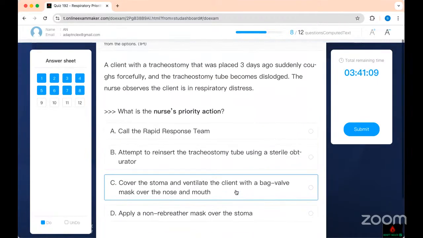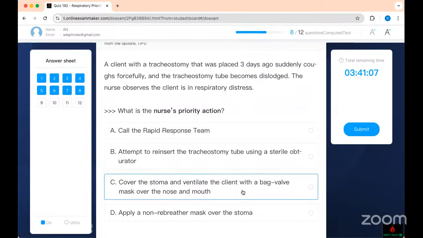It's different from this. This is why you don't memorize questions. You learn the content to apply it to the question. If you say, "Oh, I saw this question answered, we just insert the tube back," but then this is the question, I change it a little bit, and the exam would do that to you. A client with a tracheostomy that was placed 3 days ago. That is the problem. Three days ago, suddenly coughed forcefully, the tube came out, and the client is in distress.